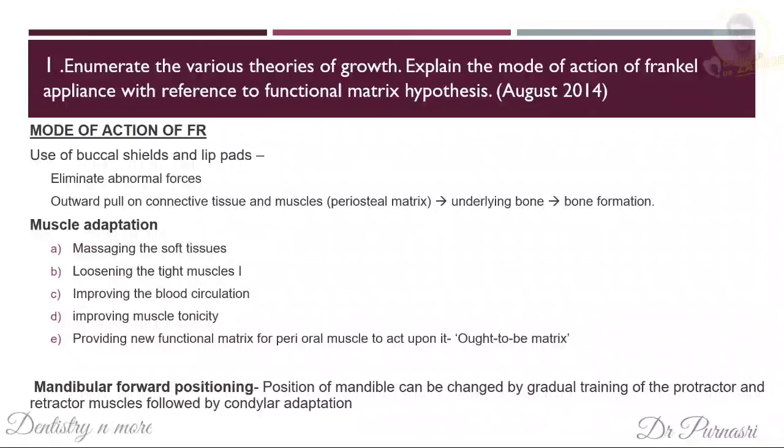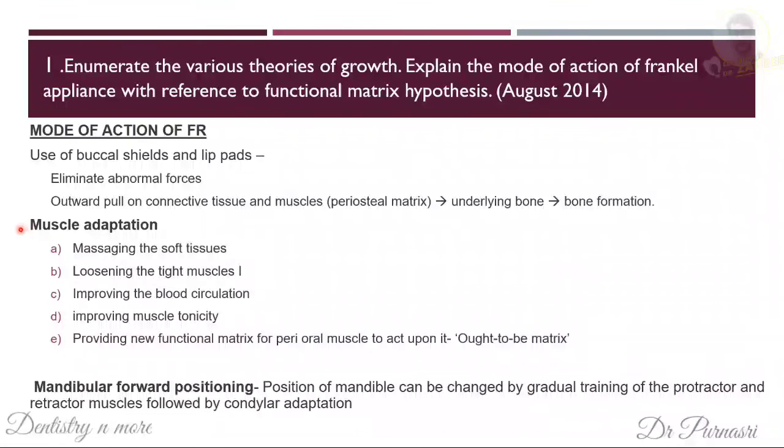Then you can explain the mode of action of a Frankel appliance. So the Frankel appliance has two acrylic components, the buccal shields and the lip pads. These eliminate any abnormal forces acting on the teeth and the bones. So it causes an outward pull on the connective tissue and the muscle. So what are these connective tissue and muscles? These are the periosteal matrix according to the functional matrix hypothesis. So by causing outward pull, this acts on the underlying bone and causes the bone formation.